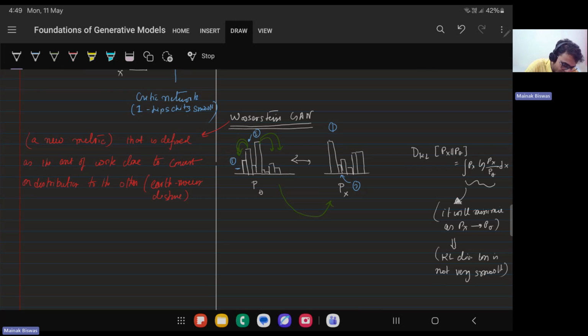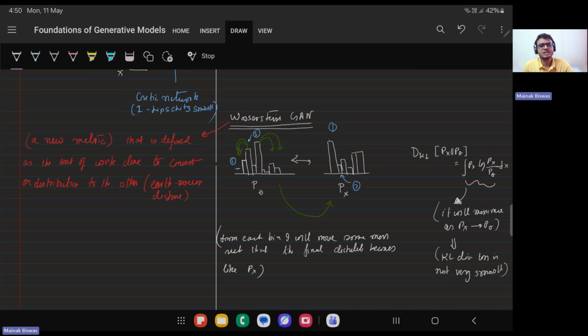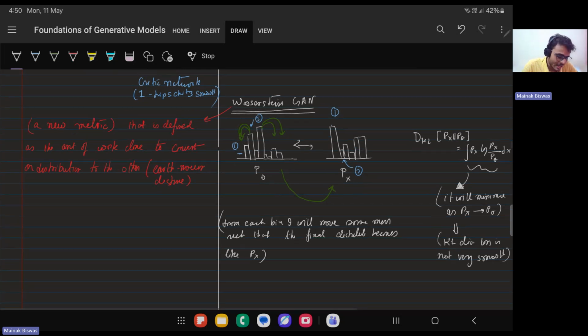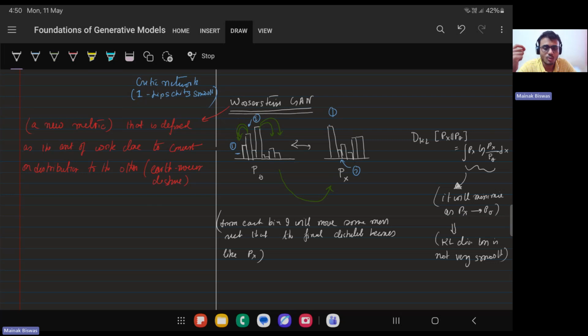You can think of it as, from each bin, I will move some mass such that the final distribution becomes like Px. This is all you need to take away from Wasserstein GANs. So what am I doing? I'm trying to move some percentage of mass from all bins.